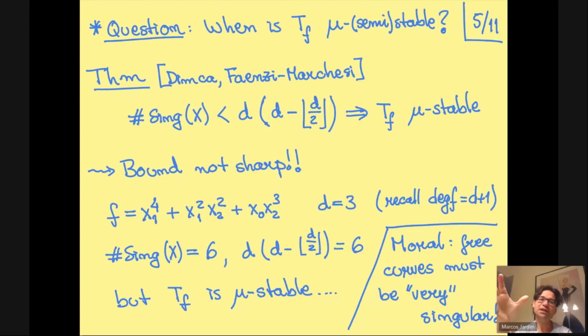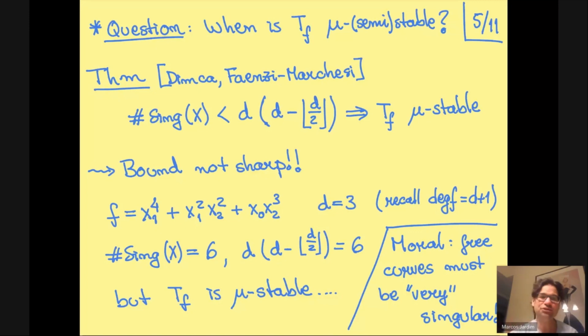So the number of singularities, how non-singular a curve is, restricts the degree of the syzygies that nabla F can have. Right. So this might be clear in a couple of slides. Okay.